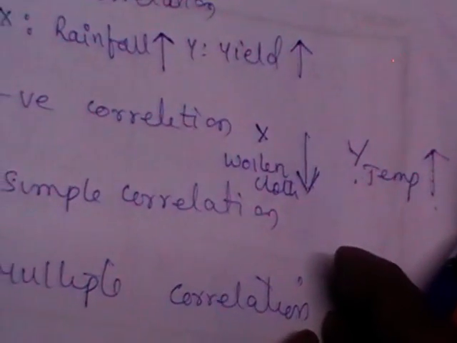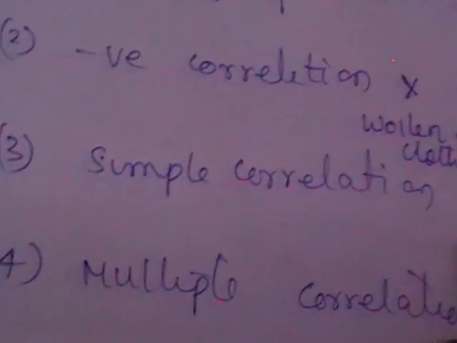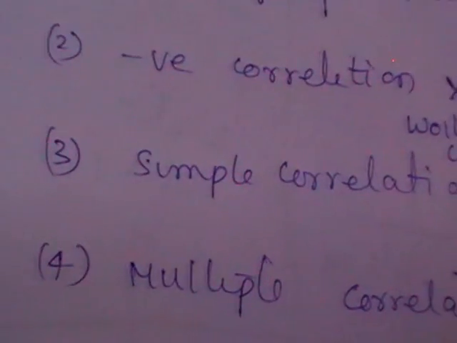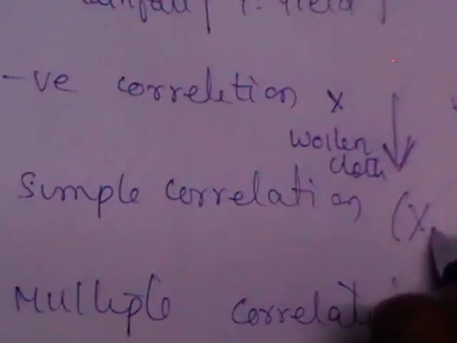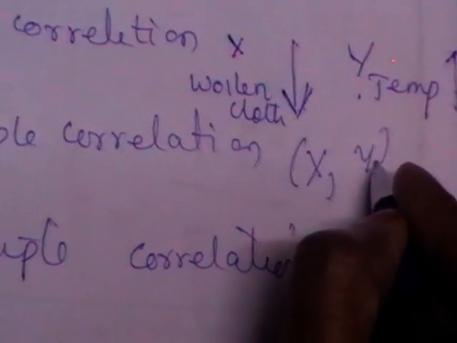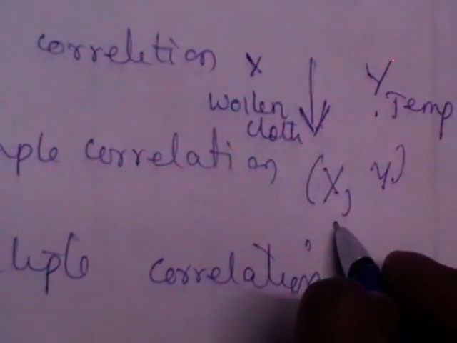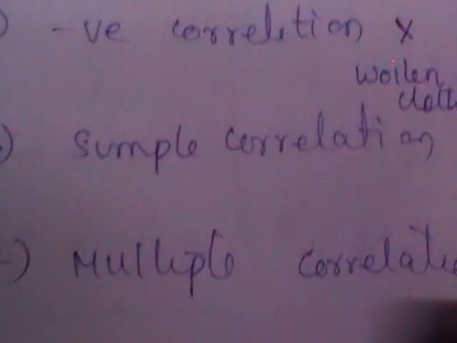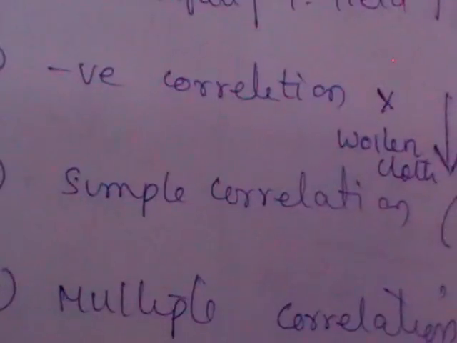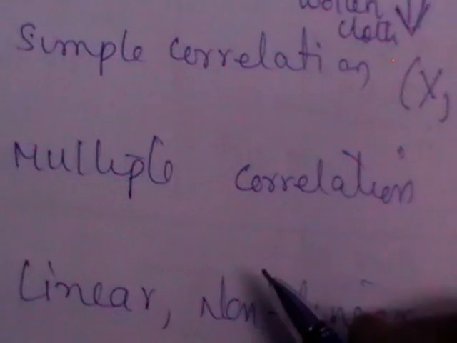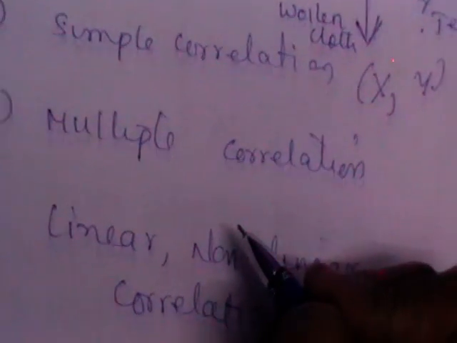So what is simple correlation? What do you mean by correlation? Covariation between the variables is called correlation. If we are studying the correlation between exactly two variables, we call that simple correlation. Name itself tells, multiple means whenever you have more than two variables under study, we call the correlation multiple correlation.